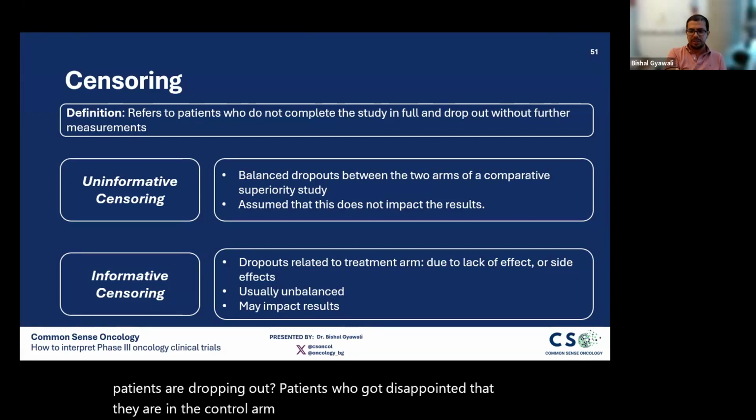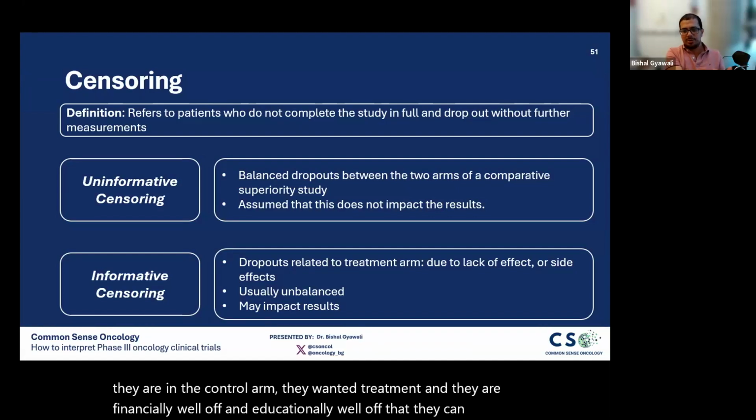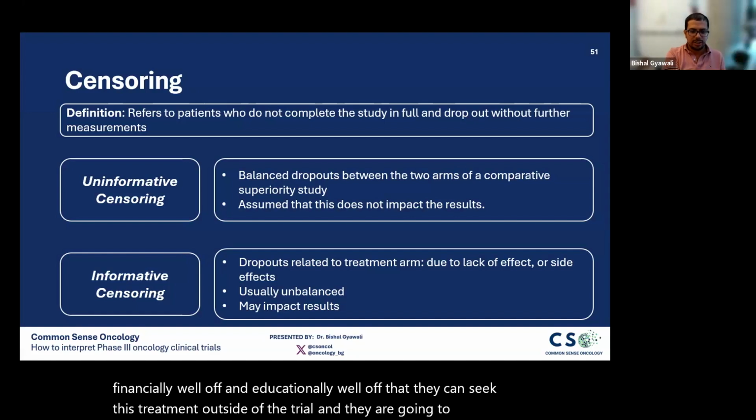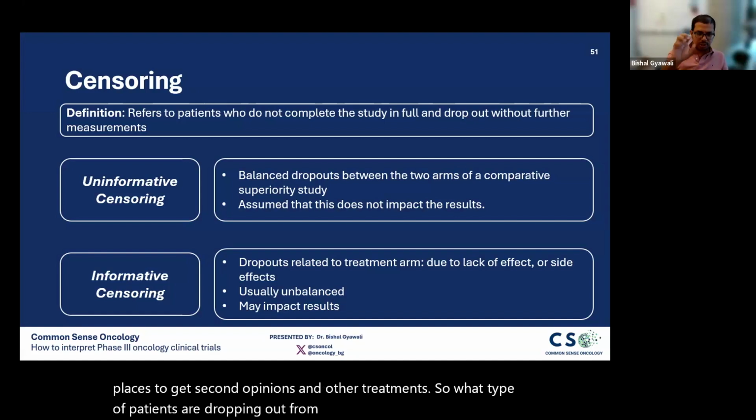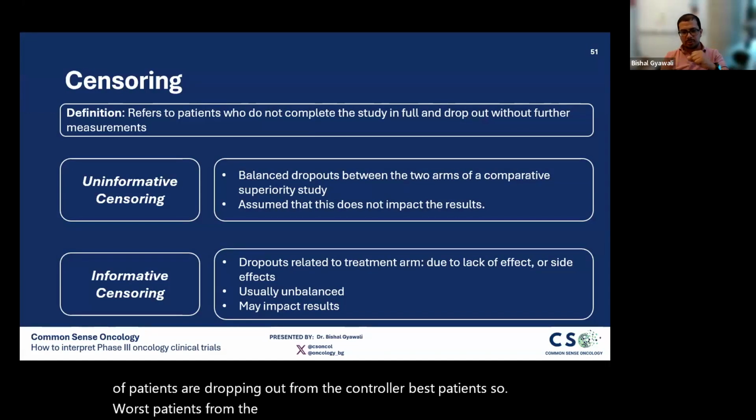They wanted treatment, and they are financially and educationally well off, so they can seek this treatment outside of the trial, and they're going to other places to get second opinions and other treatments. So what type of patients are dropping out from the control arm? Best patients. So the worst patients from the experimental arm and the best patients from the control arm are dropping out. And that leads to informative censoring.